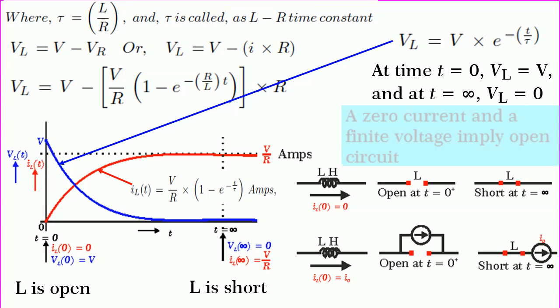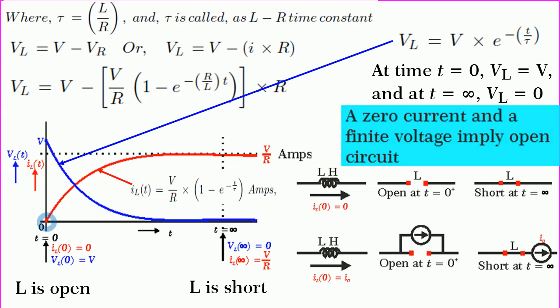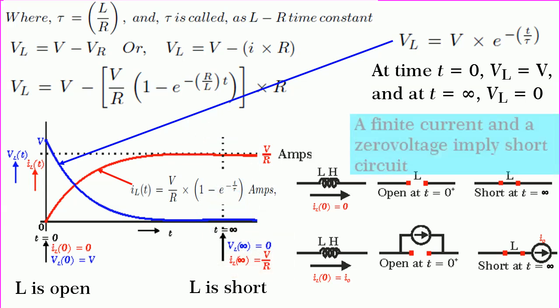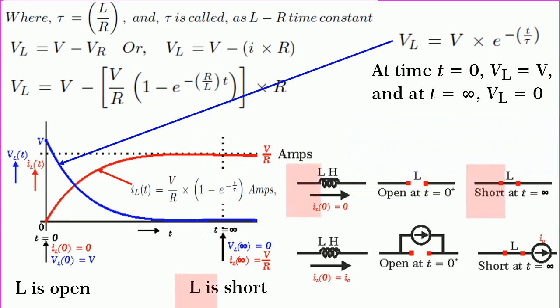It means a zero current and a finite voltage imply open circuit, and hence at t equal to 0 plus, L is open. Similarly, if we observe at t equal to infinity, IL of infinity is equal to V by R amperes and VL of infinity is 0. So, a finite current and a zero voltage imply short circuit, and hence at t equal to infinity, L is short.